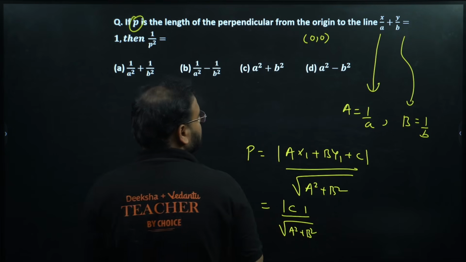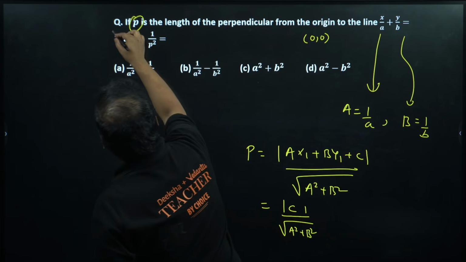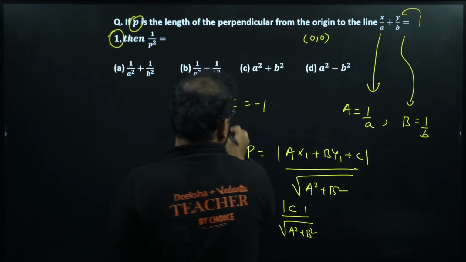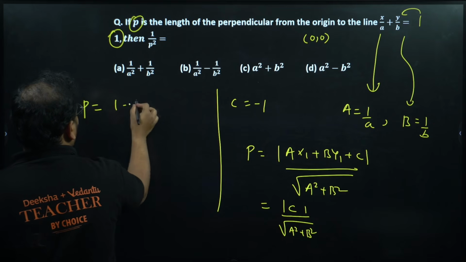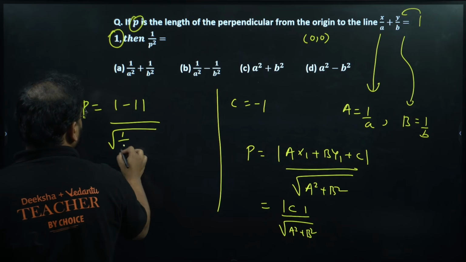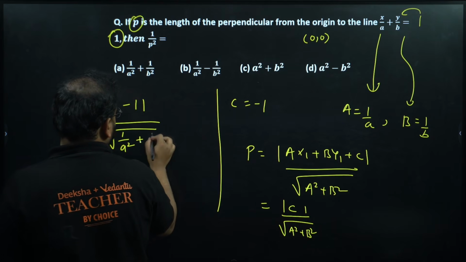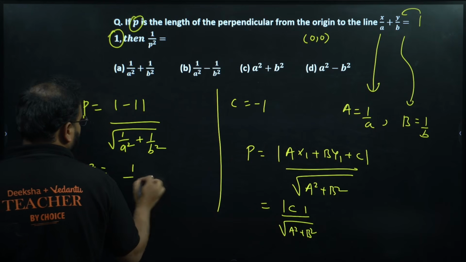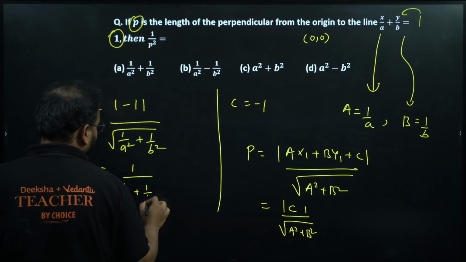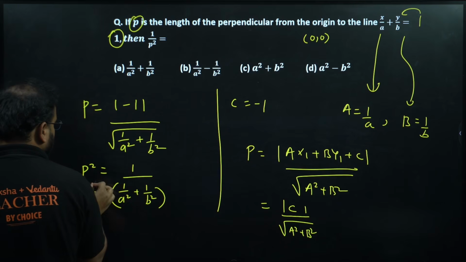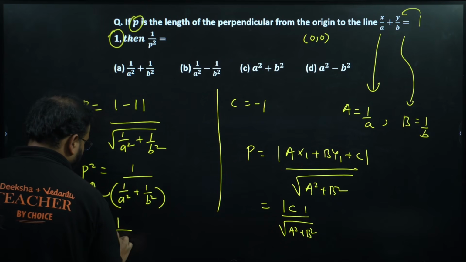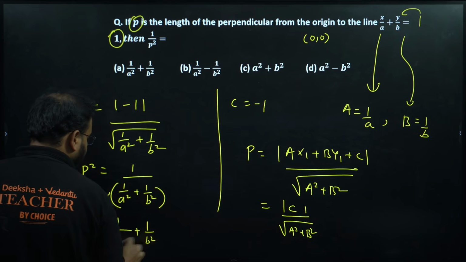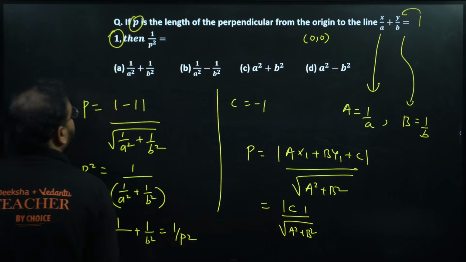This is in the modulus. So what is the C value over here? This is equal to 1. Move on this side, it will become minus 1. So your C value is minus 1. So your P becomes mod of minus 1 upon root of 1 upon A square plus 1 upon B square. Take whole square over here, it becomes P square, 1 upon A square plus 1 upon B square. Move this on this side and this over here. You get 1 upon A square plus 1 upon B square equals to 1 upon P square.